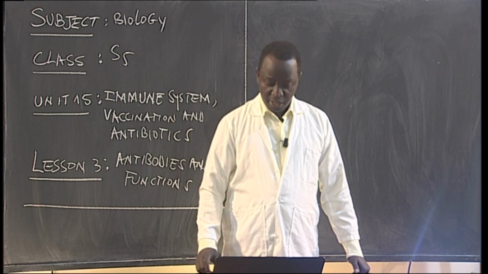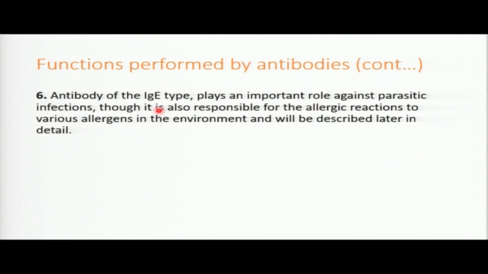So finally, we have this immunoglobulin E, which is playing an important role against parasitic infection. Though, it is also responsible for allergic reaction. So now, we also have this antibody, which is responding to what? To the parasitic infection, parasite.